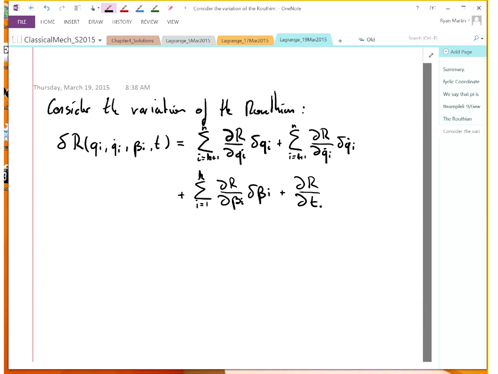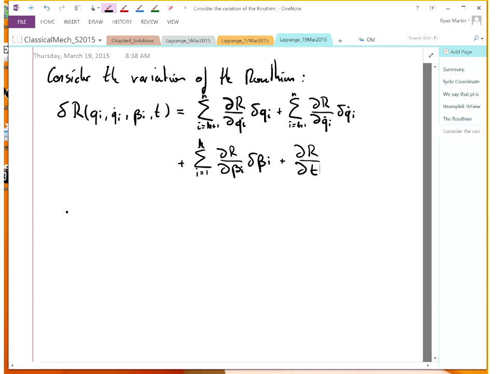Right, so if this is confusing to you, you need to go back to the first lecture of the course where we went through how to take the chain rule on the variation. This is very much the same thing as when we do delta Q and Q depends on other coordinates. So that's one way that I can write delta R.